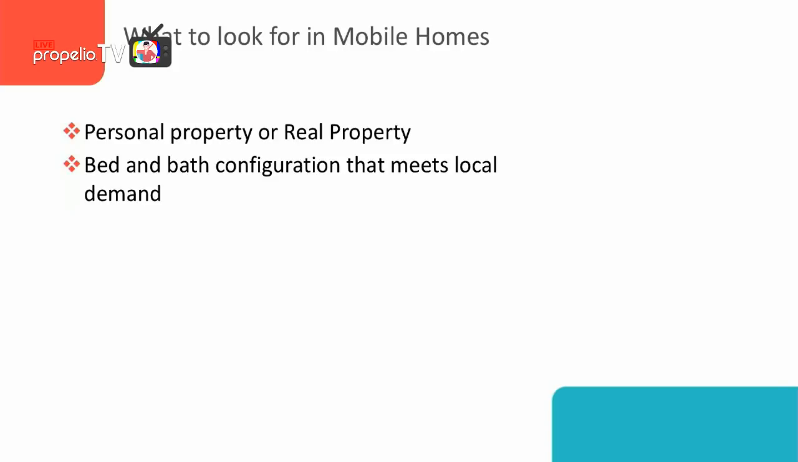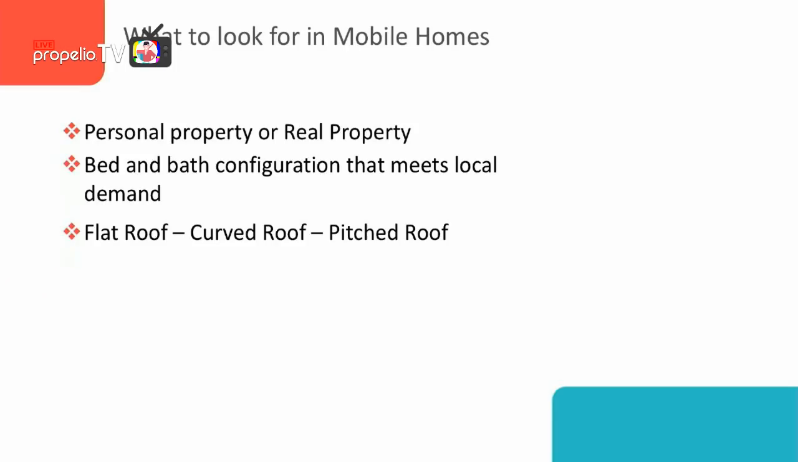If somebody offers me an 8 wide by 45 long that's a 1 bed, 1 bath, and everything in my market is a 3 bed, 2 bath, 14 by 80, then I might still buy it, but I need to understand that I'm not going to be able to pull the rents. My days on market might need to be longer. It might take a little bit more for me to sell that thing, and I might not get as much as I want for it. That same unit, though, in a different part of this country, maybe in the oil field, might work just fine for me. So you need to make sure that there's demand for the product that you're buying.